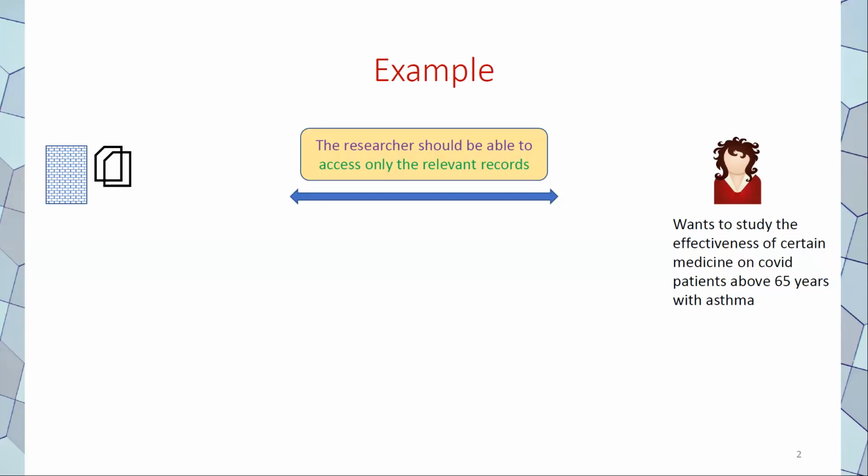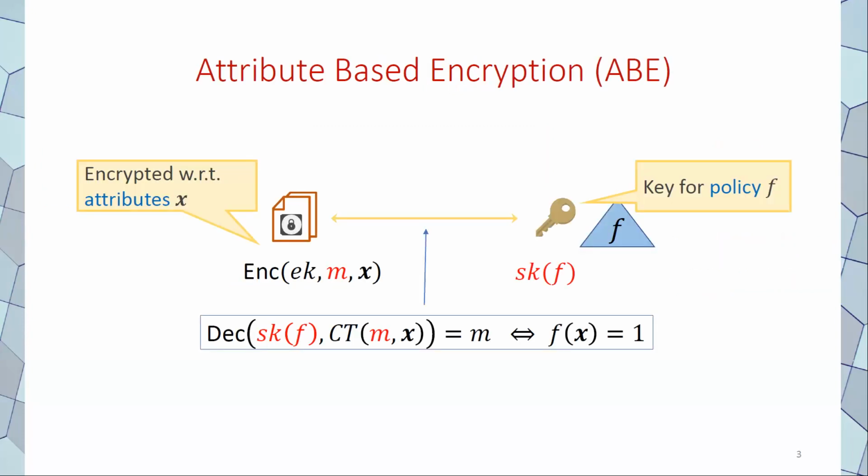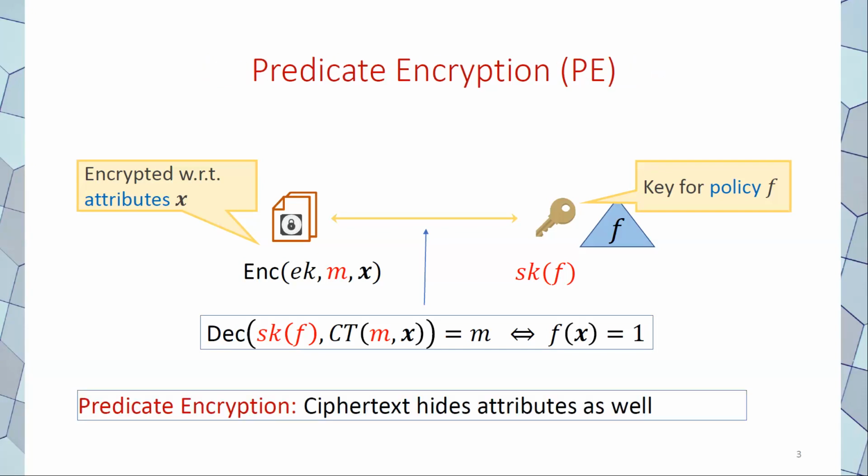As we know, attribute-based encryption is a primitive for this, where any message is encrypted with respect to an attribute x, which in this example can be the age and the medical condition of the patient. The keys are generated with respect to a function. Here the function can define the group of patients which the researcher wants to study. Decryption is possible if and only if f(x) equals 1. In the most secure notion of predicate encryption, the ciphertext hides the attributes as well.